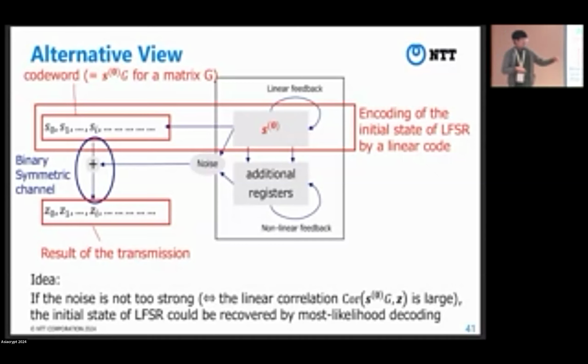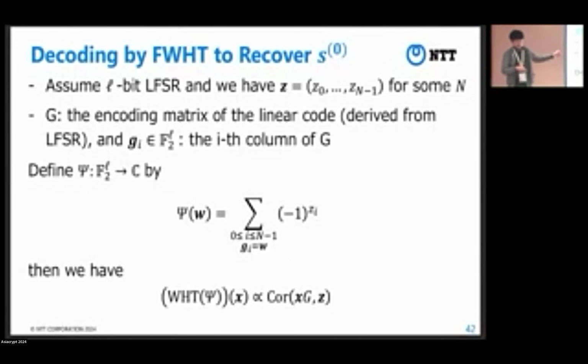And next I'd like to explain how the maximum likelihood decoding works by using the fast Walsh-Hadamard transform. Here I'd like to assume that the LFSR is L bits long and we have N bits of key stream. G is the encoding matrix and Gi is the i-th column of G. And I'd like to define some function psi like this.